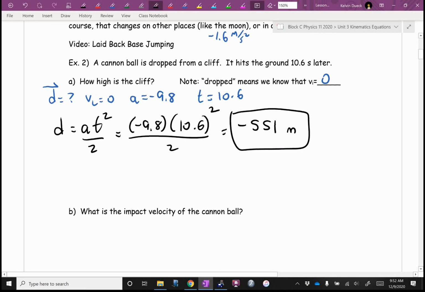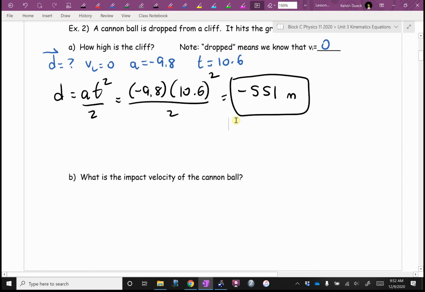That's a pretty high cliff. I wanted to make up a pretty dramatic example. What else would I like to know? I'd kind of like to know the impact velocity. Which velocity is that asking me to find?